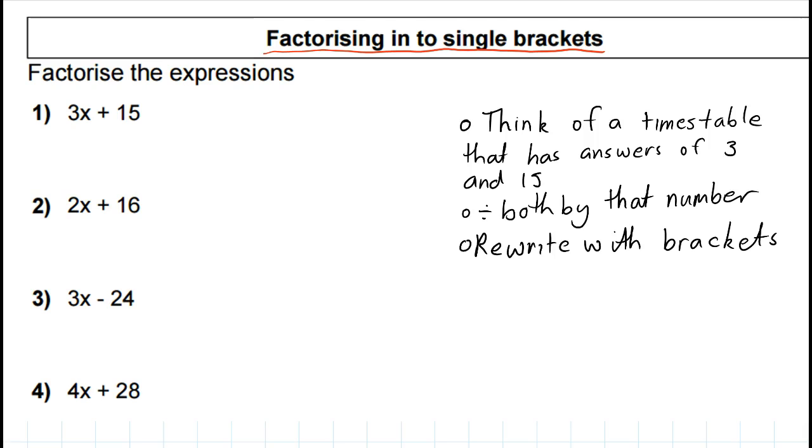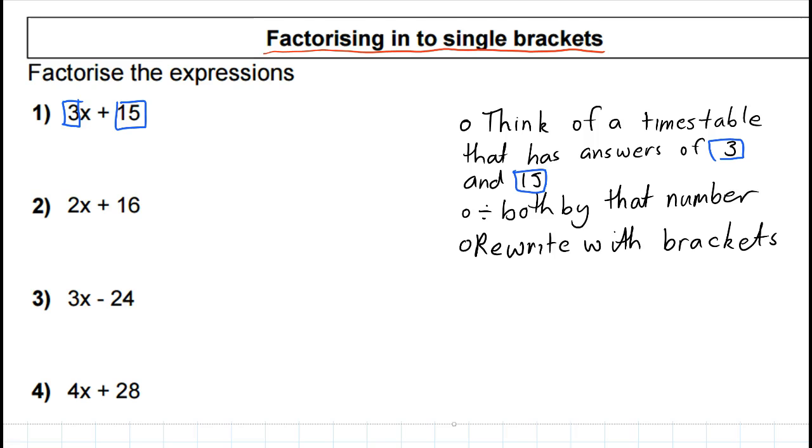Now, you start off with 3x plus 15. Okay, and our first job is to think of a times table that has 3 from the first number and 15 in your answers. Okay, so your 1 times table does, but that doesn't really help because 1 times table does everything. 3's not in your 2 times tables answers. You can't go like 2 times 1 gives you 3 because that doesn't work.